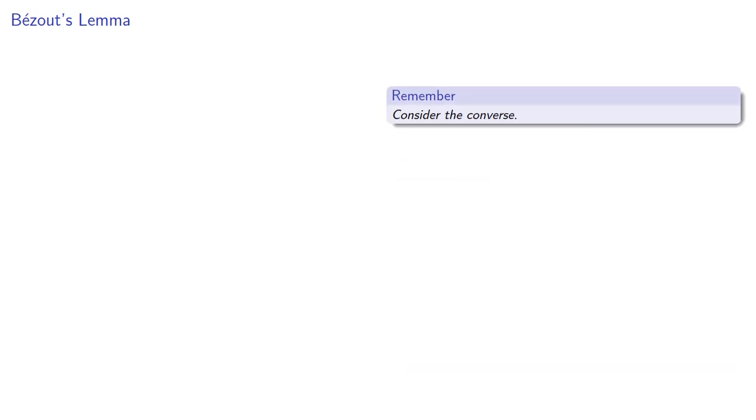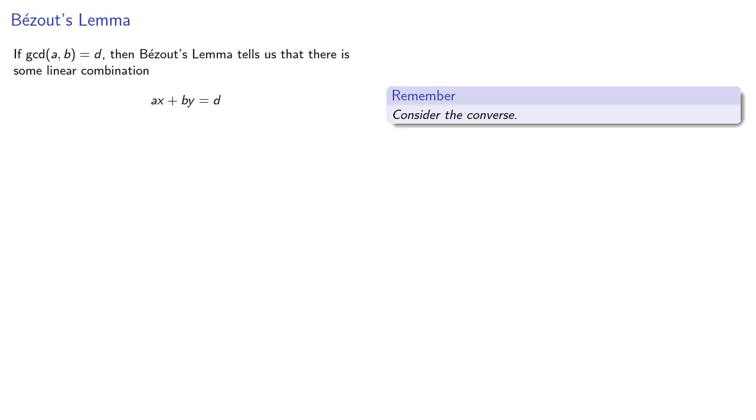Now, a useful strategy when learning mathematics: consider the converse. If the greatest common divisor of two numbers is d, then Bezout's lemma tells us that there is some linear combination that gives us d. But what if we have some linear combination that gives us d? Could this be the greatest common divisor? No.